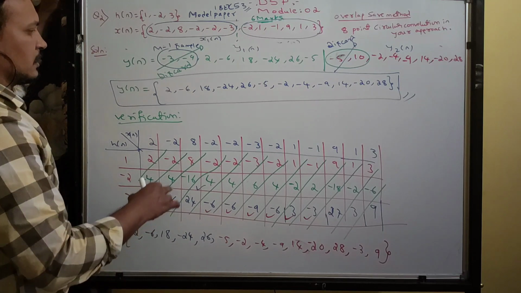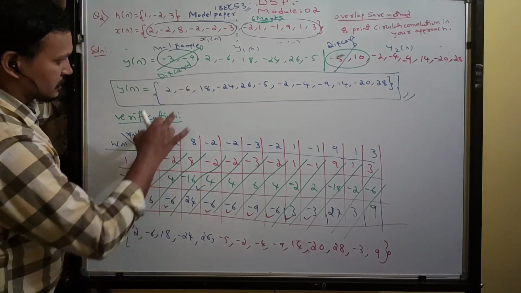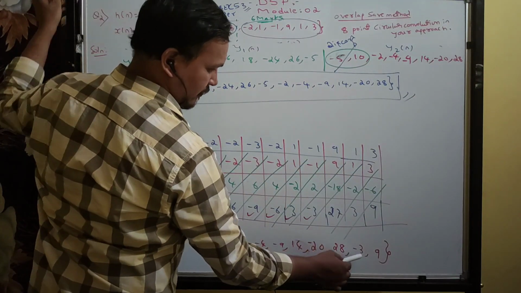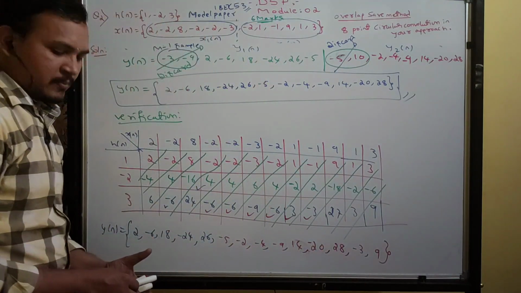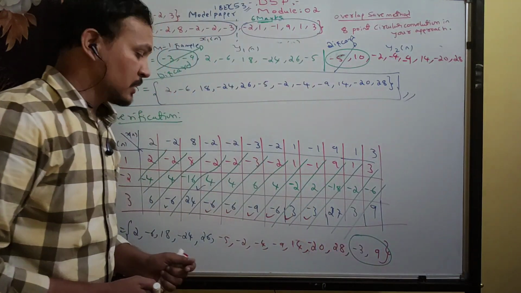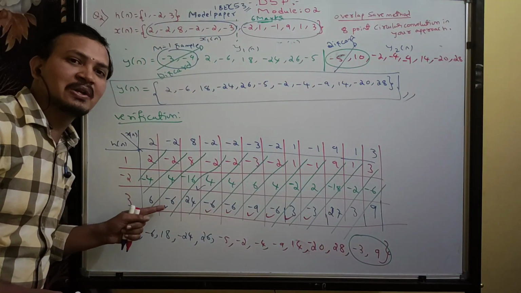Now look here: 2, 2, 6, 6, 18, 18. Compare this. Everything is the same. 28, 28. What is left? Minus 3 comma minus 9. So you discard the last m minus 1 samples. See, this is called linear convolution.